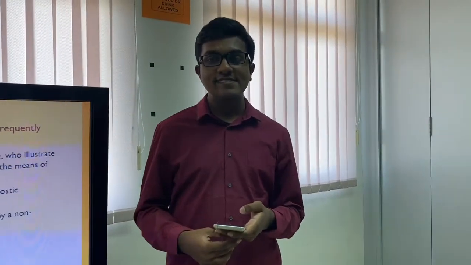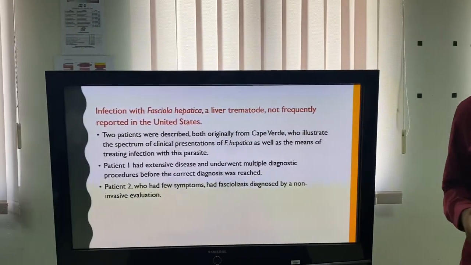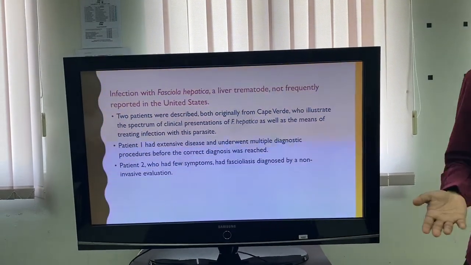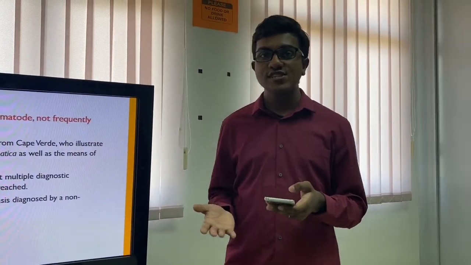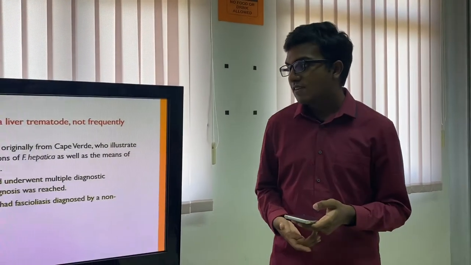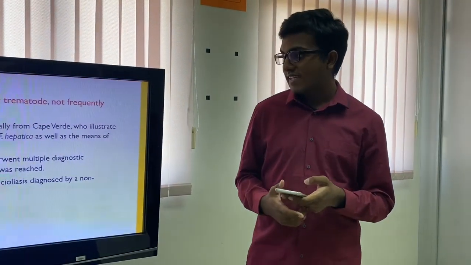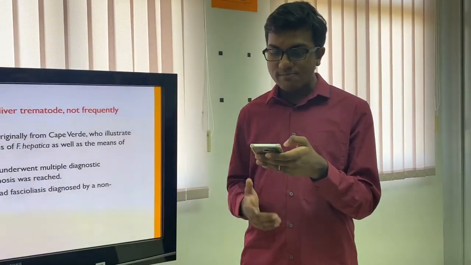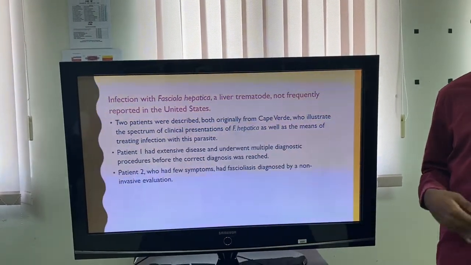So the fasciolysis case that has been recorded in the United States is the liver fluke or the liver trematode known as Fasciola hepatica. And from this case that we have studied from the United States, we can see that fasciola was not endemic in the United States. However, the United States had the environmental conditions which allow the completion of the fasciola life cycle, where those two patients who were infected with fasciola had their clinical signs. Patient one, we can see here, had extensive disease and underwent multiple diagnostic procedures. And patient two had few symptoms and had fasciola diagnosed by a non-invasive evaluation.